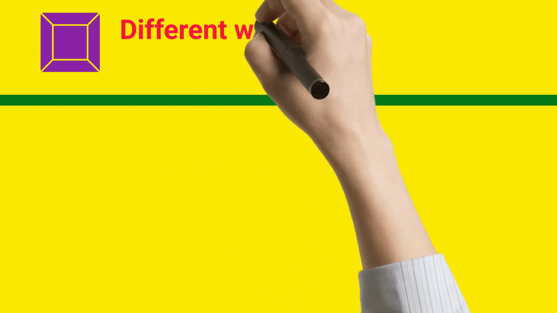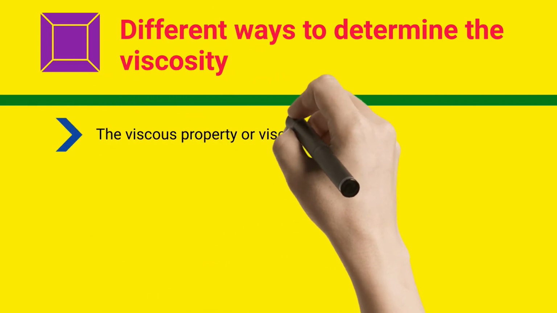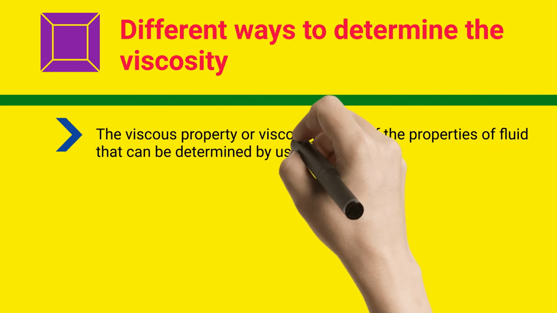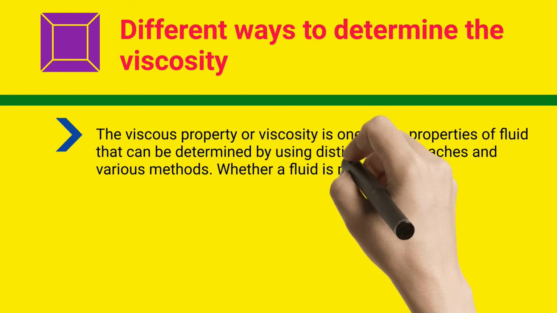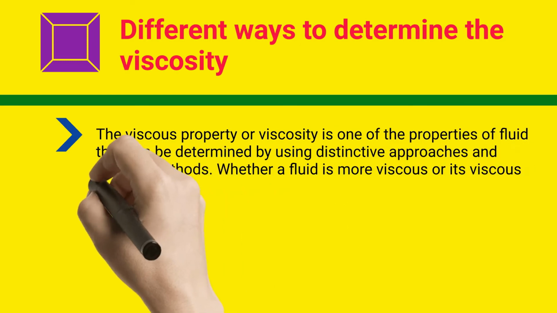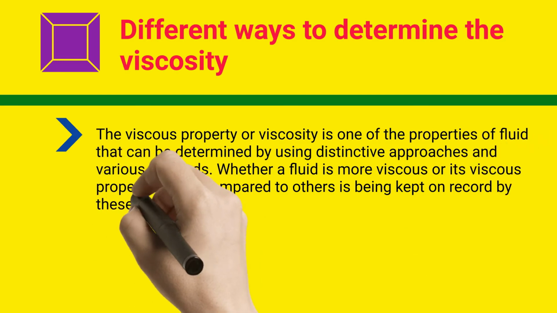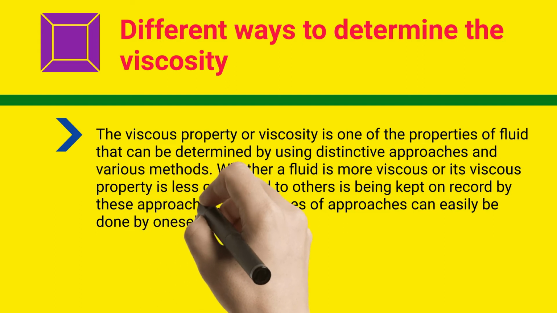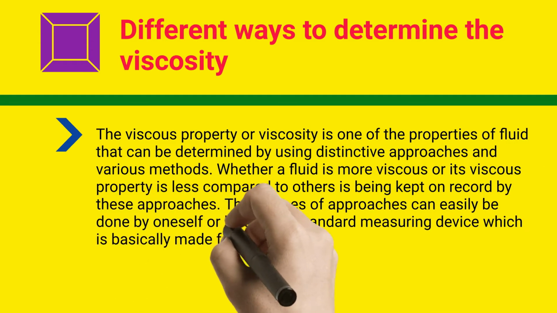Different ways to determine the viscosity. The viscous property, or viscosity, is one of the properties of fluids that can be determined by using distinctive approaches and various methods. Whether a fluid is more viscous or less viscous compared to others is recorded by these approaches. These approaches can easily be done by oneself or by using a standard measuring device which is basically made for measuring viscosity, i.e., a viscometer.